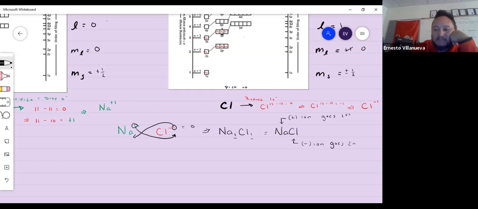Okay, or second. All right. So when you have a positive ion and a negative ion, the positive ion always gets listed first to name it. When we're taking a look at an ionic compound, we understand that an ionic compound exists between a metal and a non-metal.